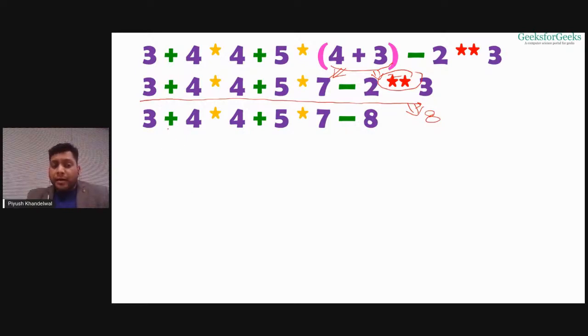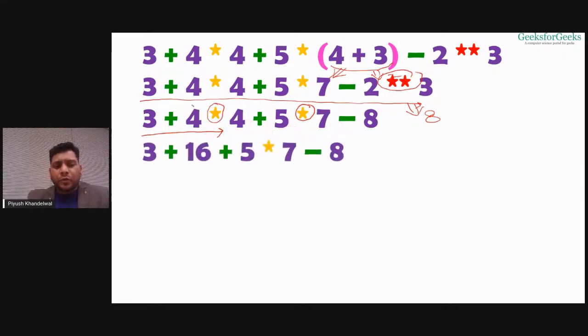Now you see my expression has multiple operators: addition, multiplication, and subtraction. The highest precedence is with the multiplication operators, but we have two multiplication operators over here, so they both have the same precedence. Which will be evaluated first? The one which occurs on the left side. So we start scanning from the left, and the first multiplication from the left will be evaluated first. The answer is 4 into 4, which results in 16.